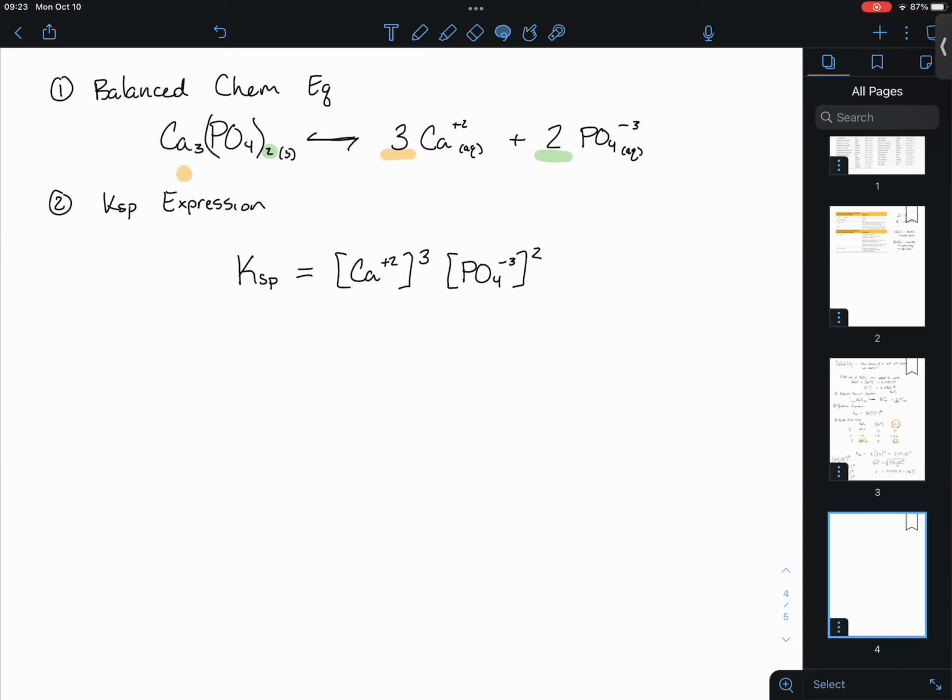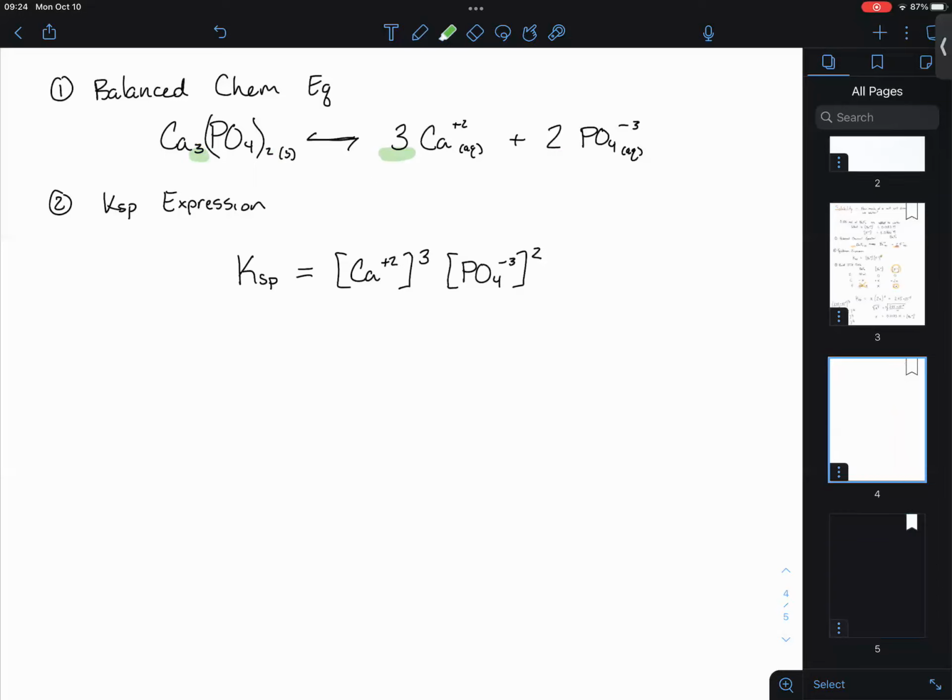All right, so let me just point something out real quick. Because I had three calciums in my formula, I'm going to need that coefficient of 3 out front when I do my balanced chemical equation. And that's going to turn into a coefficient of 3 for that calcium in my Ksp expression.